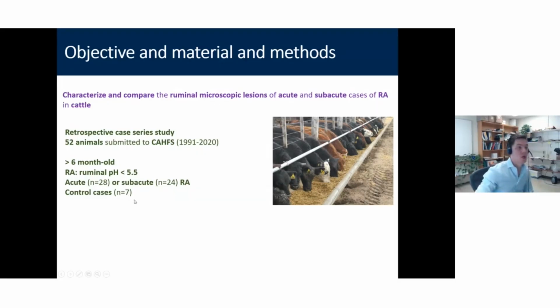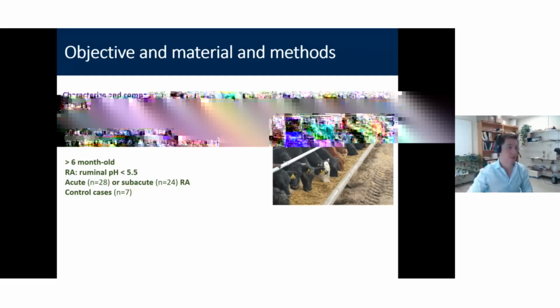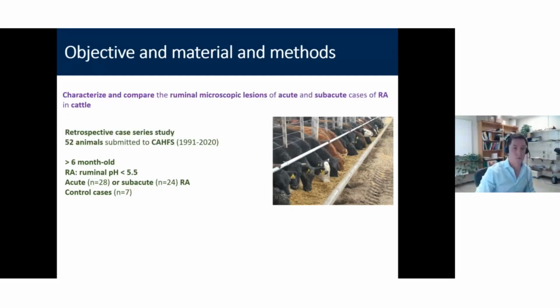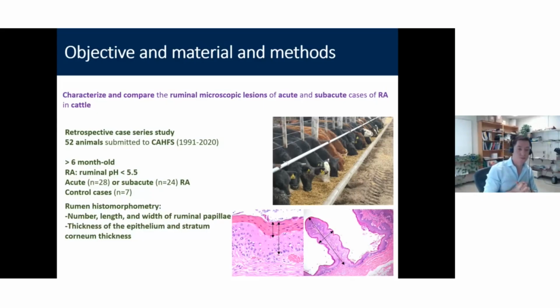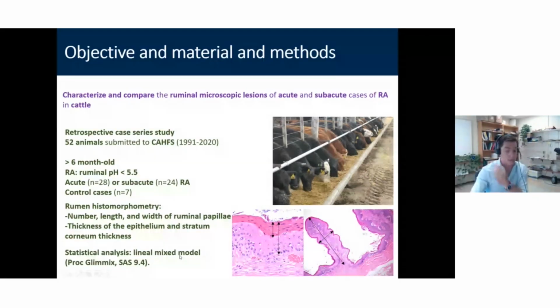We included 7 animals with no clinical signs associated with the GI that died from a completely different disease and had normal ruminal pH. So in our control cases, we have animals that died of nitrate toxicity or oleander, other causes that have nothing to do with the GI issue. We also looked at many features associated with the ruminal mucosa and ruminal papillae. We looked at the number of those papillae, the length, the width, the thickness of the ruminal epithelium, and the thickness of the stratum corneum. And for the statistical analysis, we used a linear mixed model, using this software.